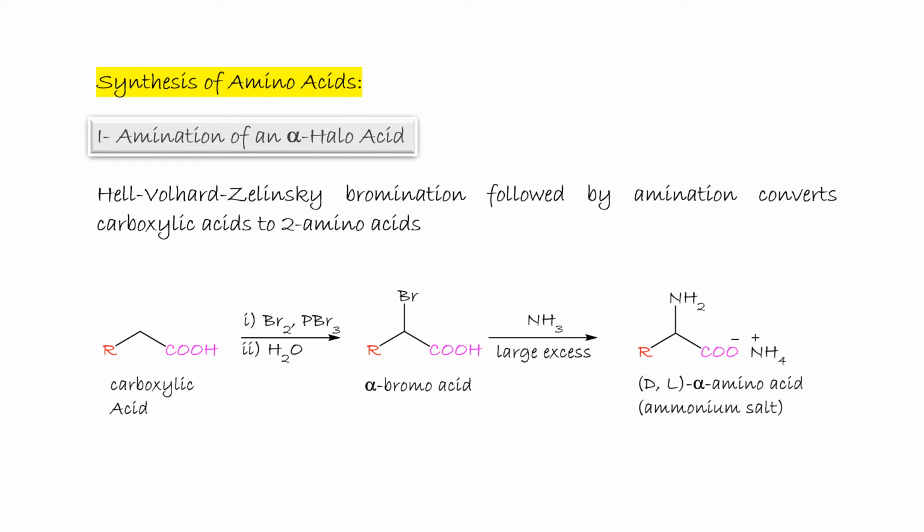Synthesis of amino acids. The first method is amination of alpha halo acids. So starting with carboxylic acid, add bromine and phosphorus tribromide, then hydrolyze the product. We obtain alpha bromo acid, which upon treatment with excess ammonia leads to the formation of alpha amino acid ammonium salt.